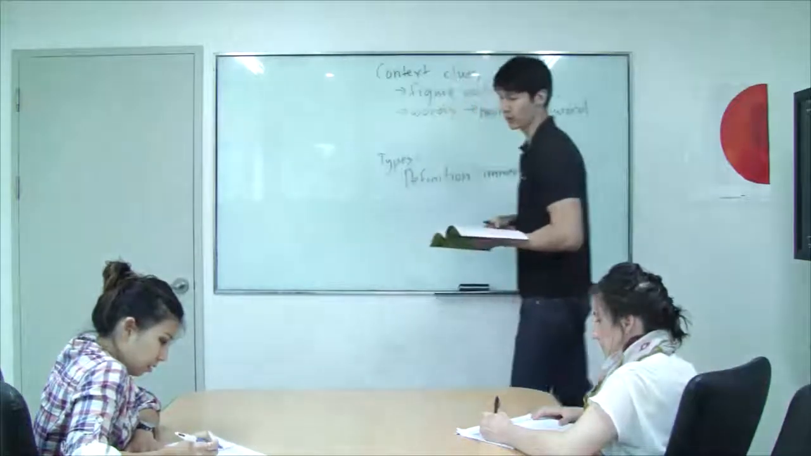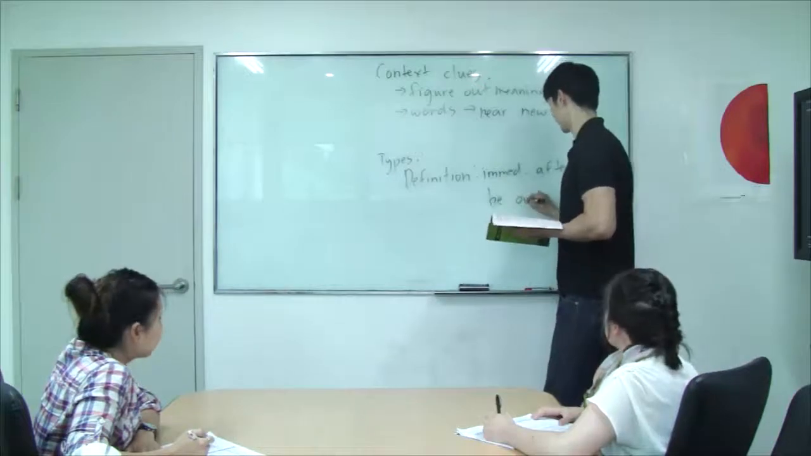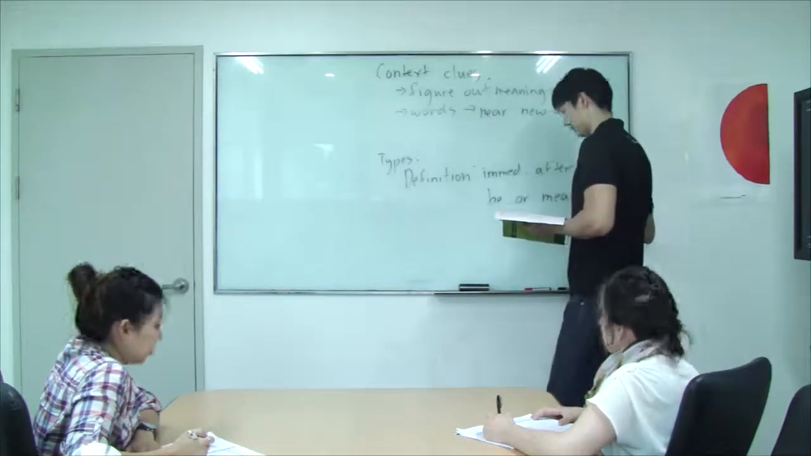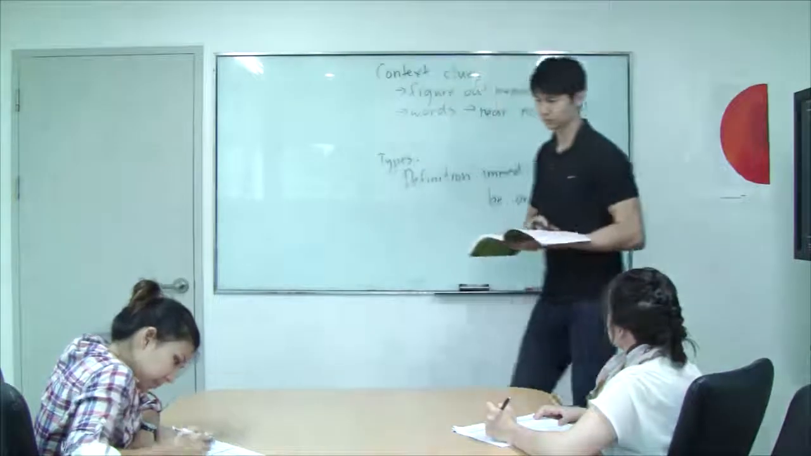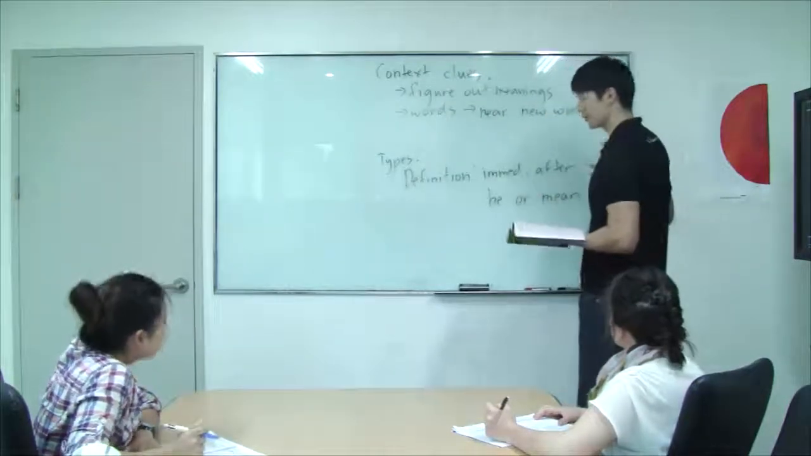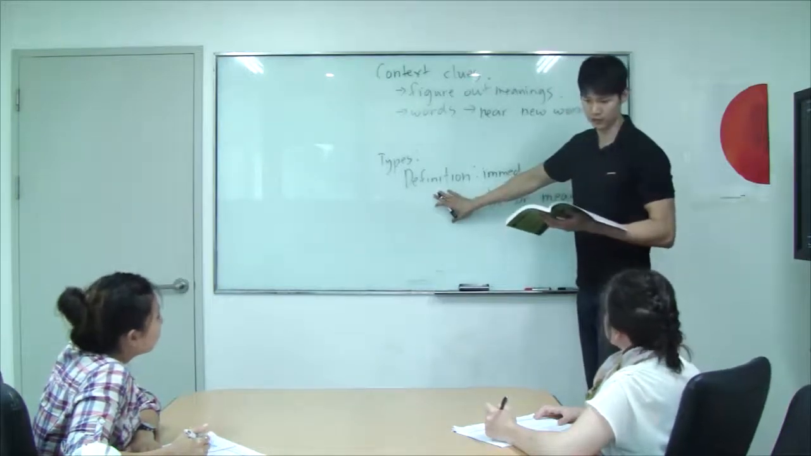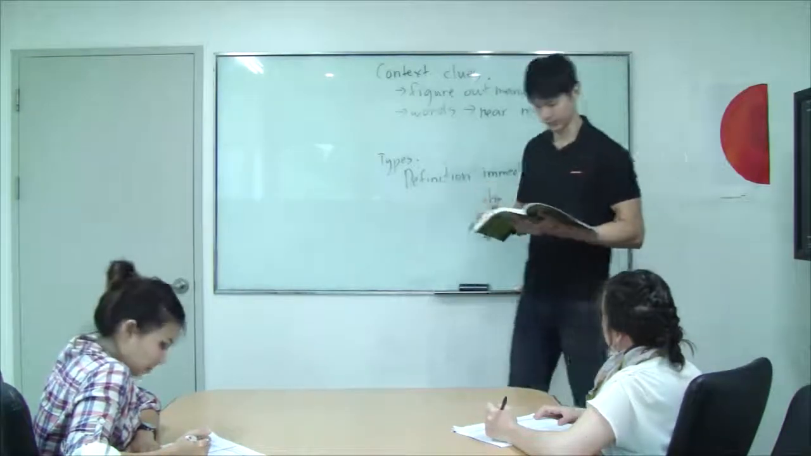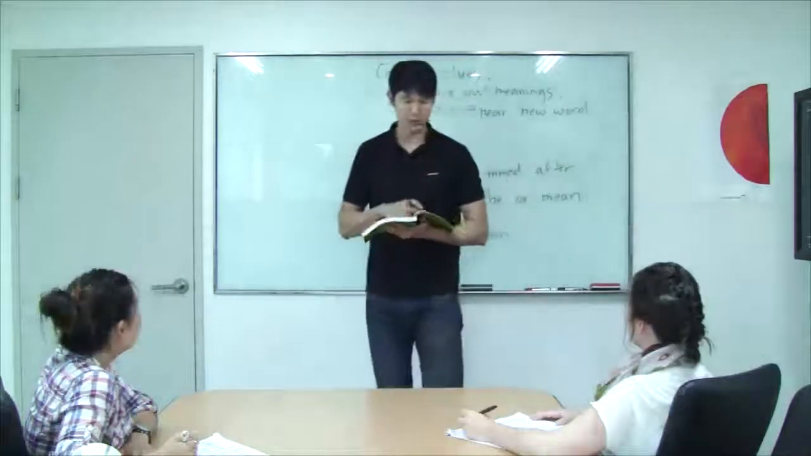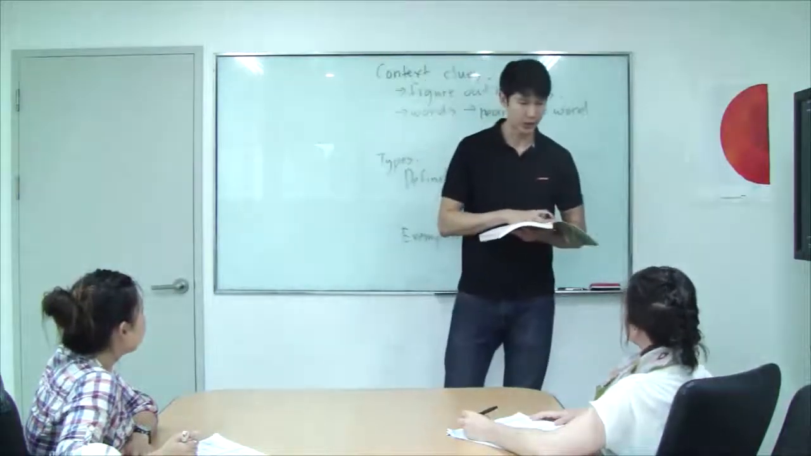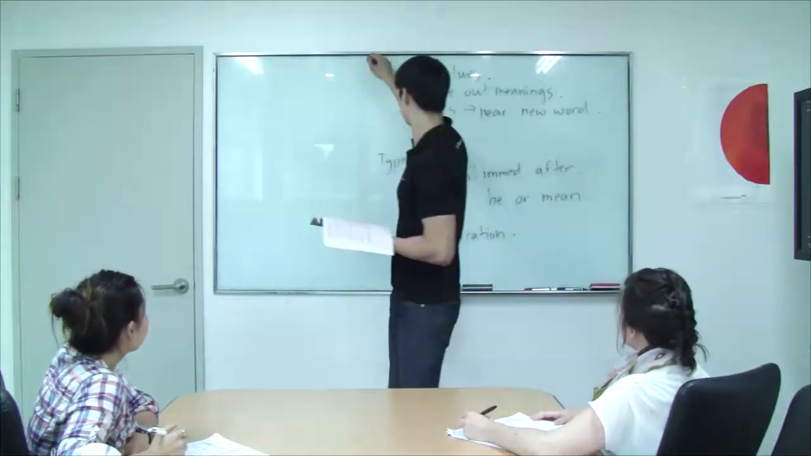And what verbs do they usually use, Sharon? Be or mean. Good. And let's underline that. Okay, so if a writer uses these strategies, you know that it is a definition context clue. What is the next context clue, Sharon? Exemplification. Good. So now that we learned the 4 different types of context clues, let's go ahead and do some examples. I'm going to go and start with my example.